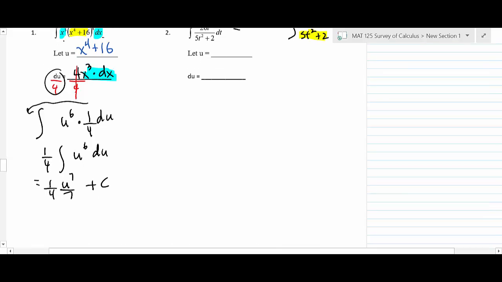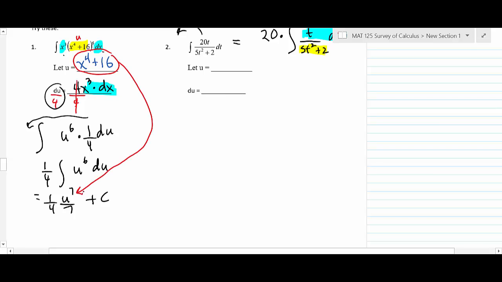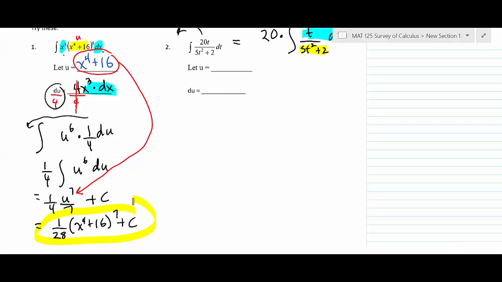And then the last step on the problem is just plug back in the u. The u is x to the 4th plus 16, so that plugs in there. And then if you multiply 4 times 7, you would get 1 over 28 times x to the 4th plus 16 to the 7th plus c. That'd be your answer. There are different ways you could write that. You could have the whole thing over 28 also. But the idea is dividing by 4, so that everything's accounted for.